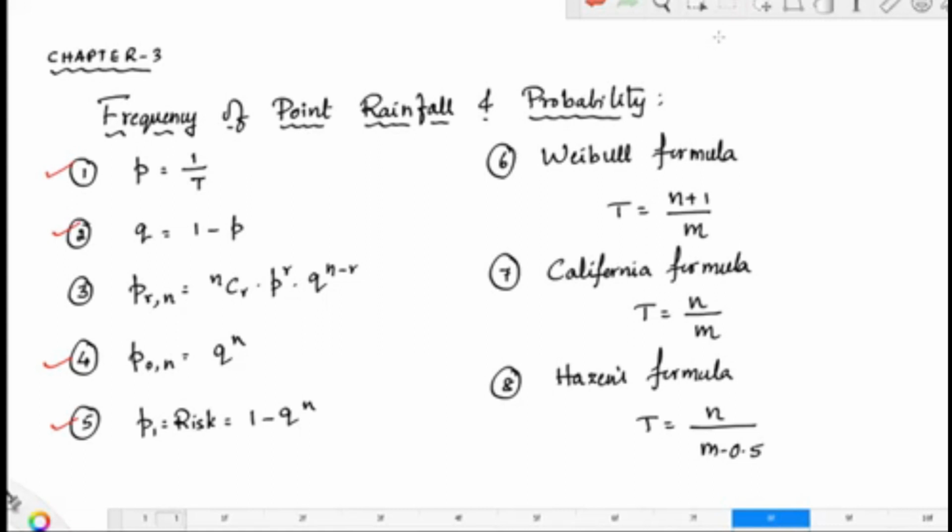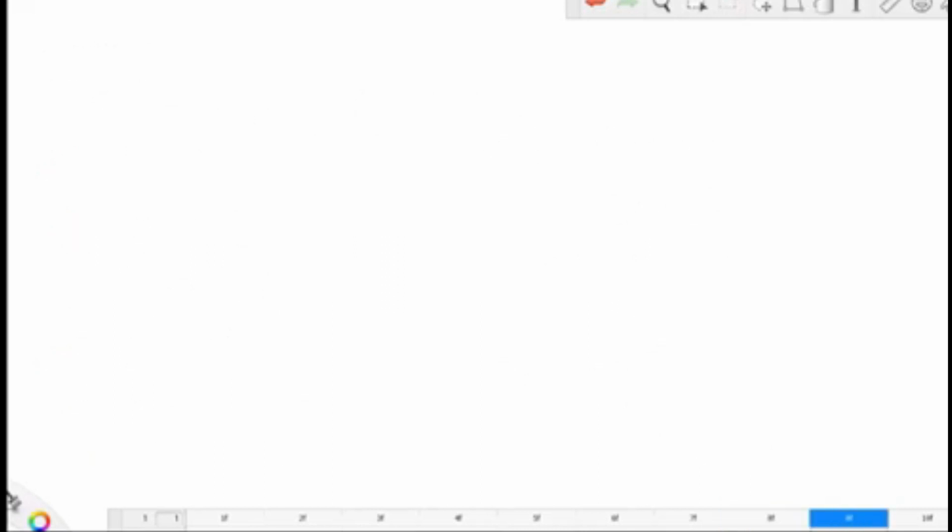Now chapter 4, chapter 5, chapter 7 will be most important. Most of the times you may get question from those chapters itself, and even chapter 10. So let us see what are the important things in chapter 4. So chapter 4 is evaporation and transpiration.